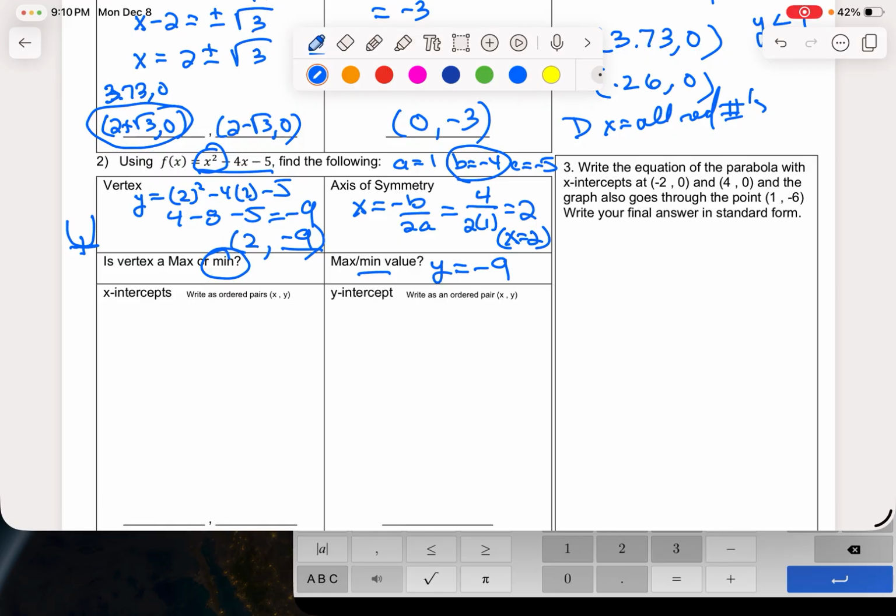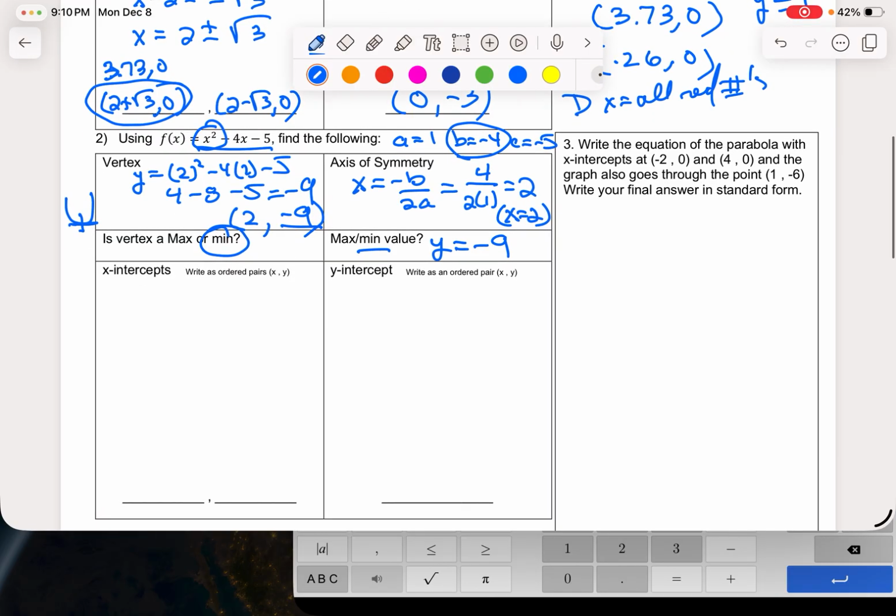Okay? All right, x-intercepts this time. Remember, that's when y is 0, so we're going to set x squared minus 4x minus 5 equal to 0, and that does factor. What are my factors of -5 that get us to -4? Well, it's x minus 5, x plus 1. Okay? Because if I get -5x plus 1x, that's -4x.